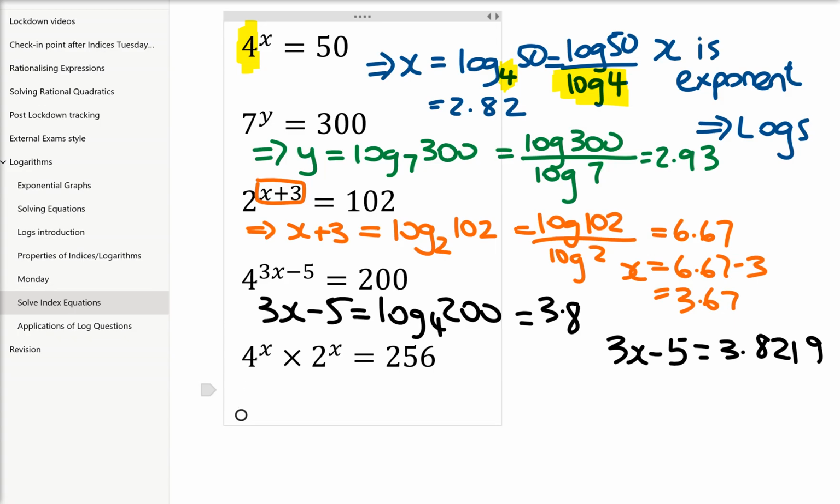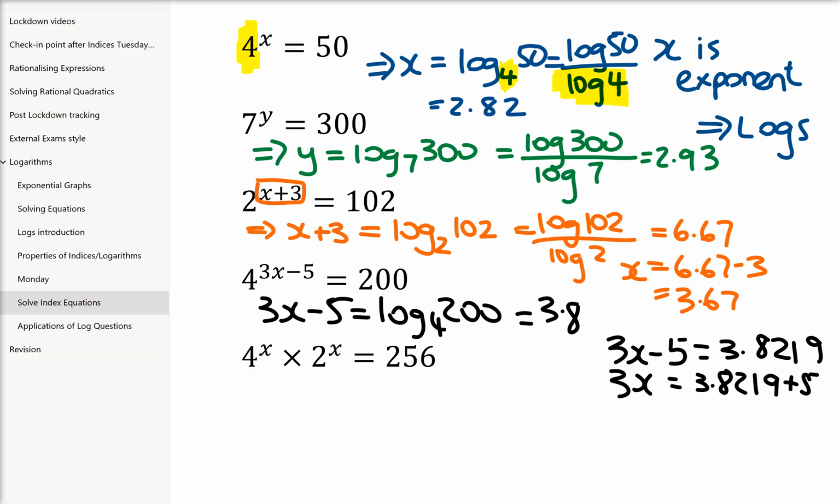Plus 5 to both sides. So we've got 3x equals 3.8219 plus 5. So that's just the same as 8.8219. Now what do? Divide by 3 now. Because I've just used my calculator, I don't press on. On it. No, that is irritating, but it is wrong. Plus 5 equals, divide by 3 equals 2.94.